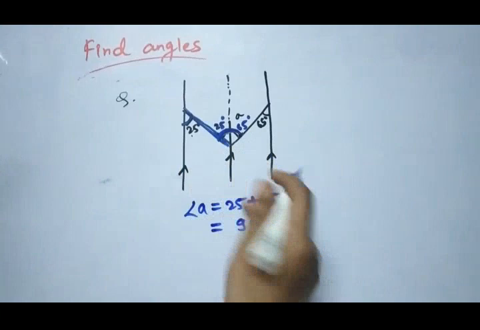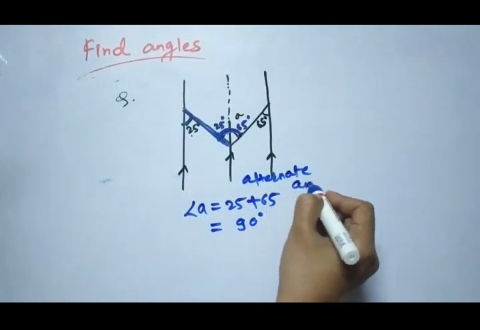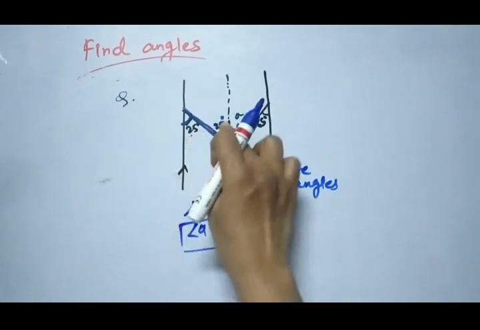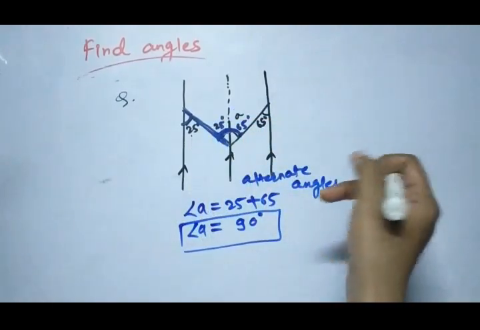And how did you find this out? Because of the alternate angles. The reason you can write is alternate angles, their measures are equal. So we got this 25, and here it is 65, and the total is 25 plus 65. You'll get 90 degrees.